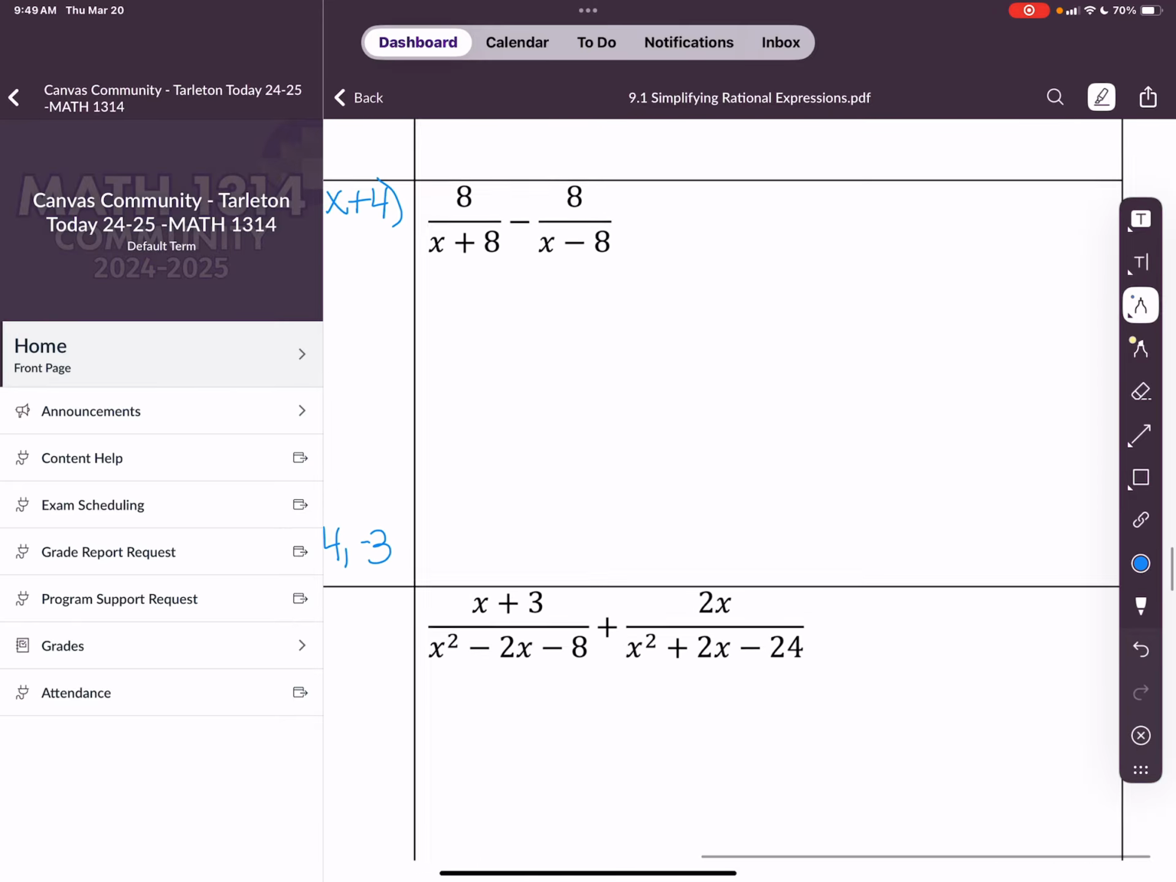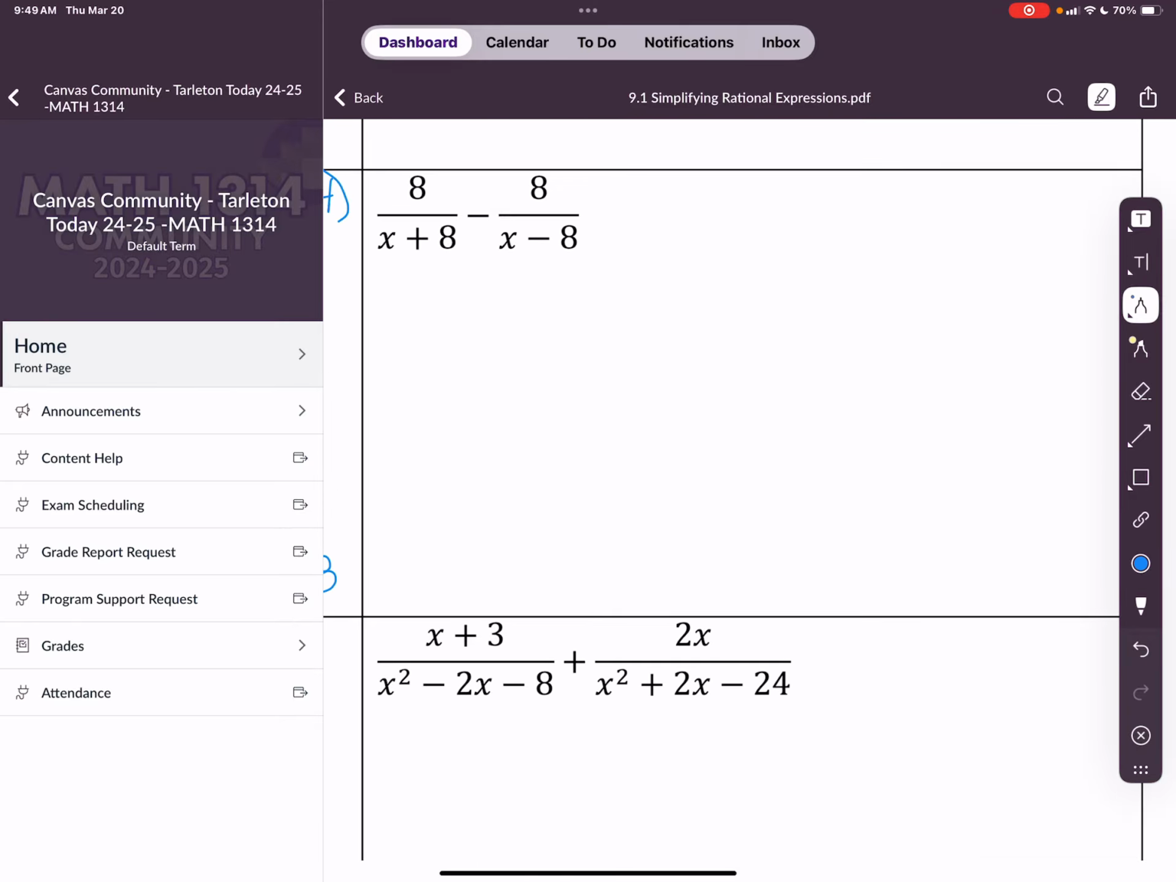All right, so now we move over here. And so these are actually pretty close, and someone might not pay attention and think, oh, they have the same common denominator, but they actually don't. Okay, one's x plus 8, one's x minus 8. So since they have different denominators, our LCD is going to be x plus 8 times x minus 8.